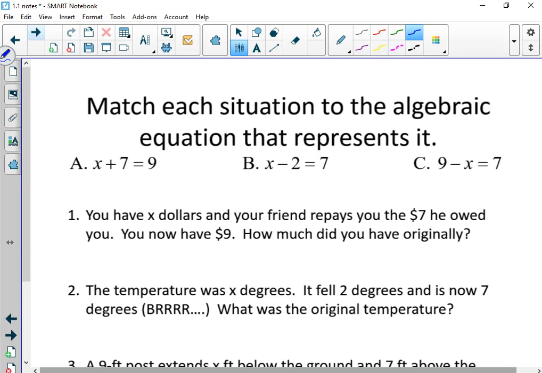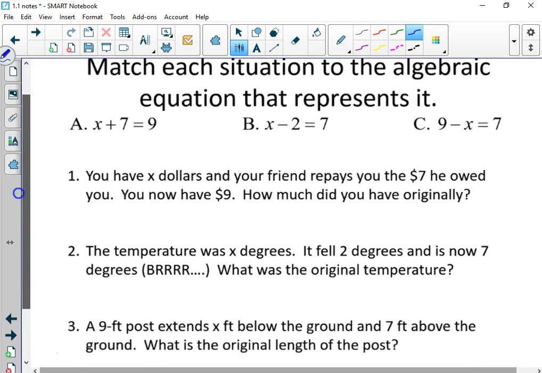Okay, match each situation to the algebraic equation that represents it. Okay, so this is the part that people hate about algebra. And like I said at the beginning, we're in a Latin classroom. Math is a foreign language. This is where we translate. We're looking for things that match up.